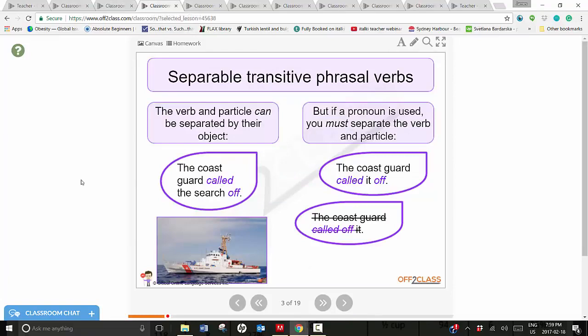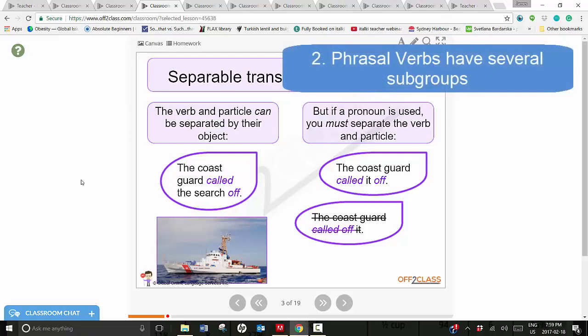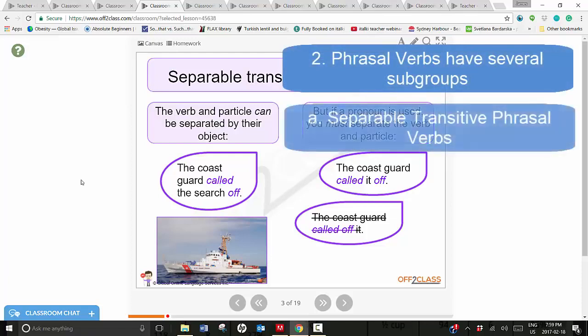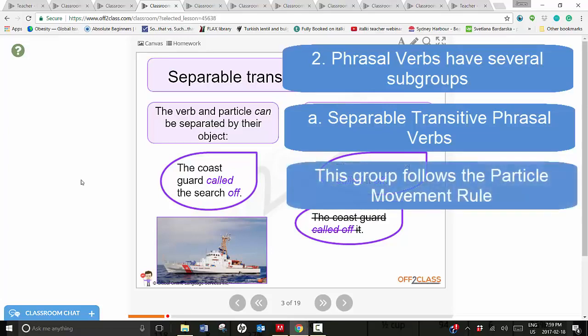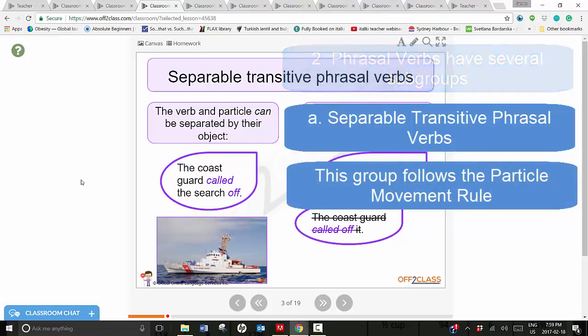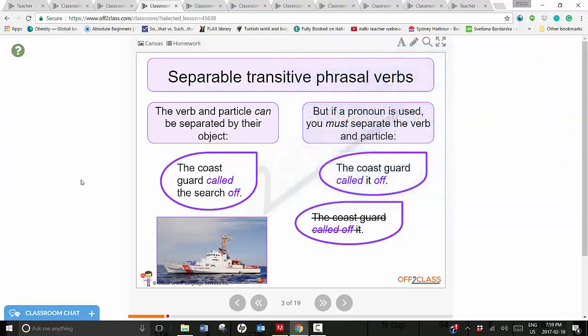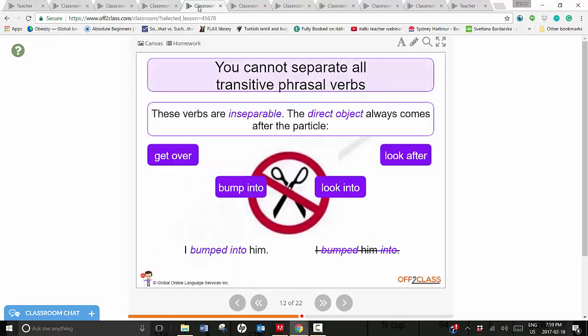The point that I want to make is that in fact there are different groups within the phrasal verbs themselves. There are separable transitive phrasal verbs, and here, as I mentioned before, these are a large group of multi-word verbs. The verb and particle can be separated and they then follow the particle movement rule. So here, for example, the Coast Guard called the search off, the Coast Guard called it off, and never the Coast Guard called off it. These separable transitive phrasal verbs will always follow the particle movement rule.